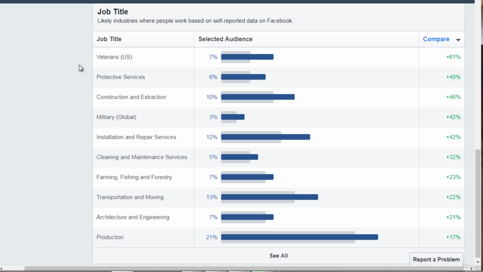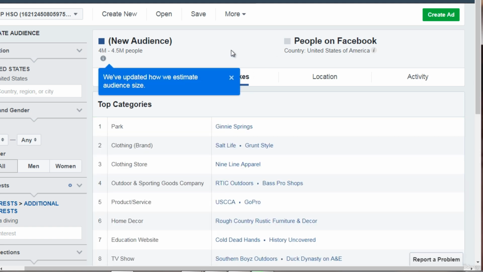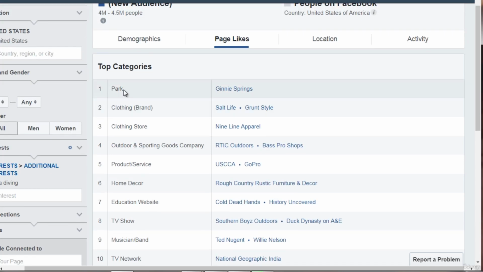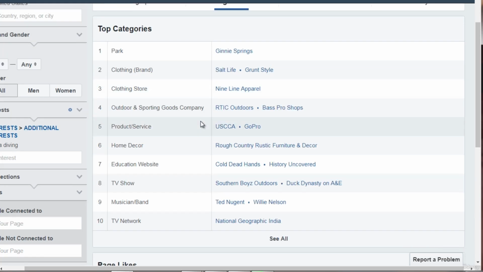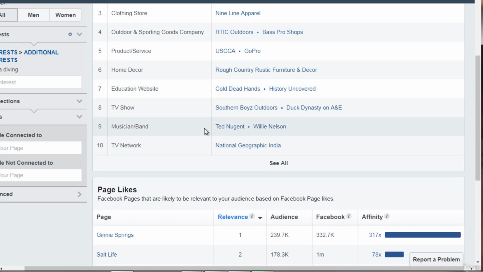Now, if we scroll up, we can click on page likes, and this is actually very interesting because this allows you to see which pages they like. So for example, we have Jenny Springs, the specific clothing brand they're interested in, Salt Life and Grunt Style, clothing store. We can see outdoors and sporting goods company, Bass Pro Shops they're interested in. They're interested in a lot of outdoors type shops, websites, musicians they're interested in, TV shows that they like, so Duck Dynasty.